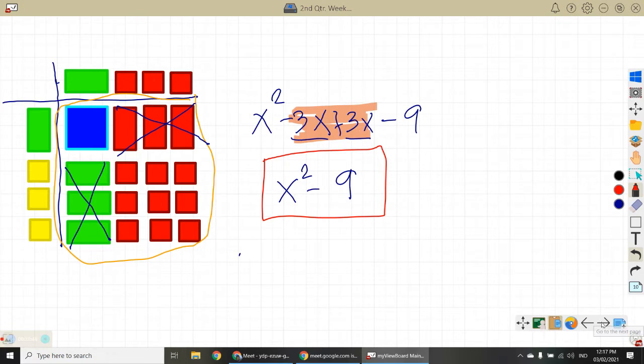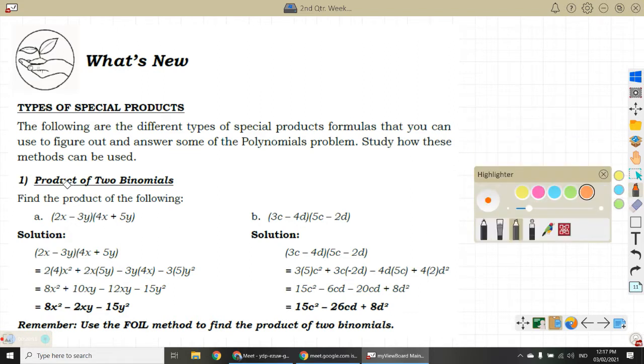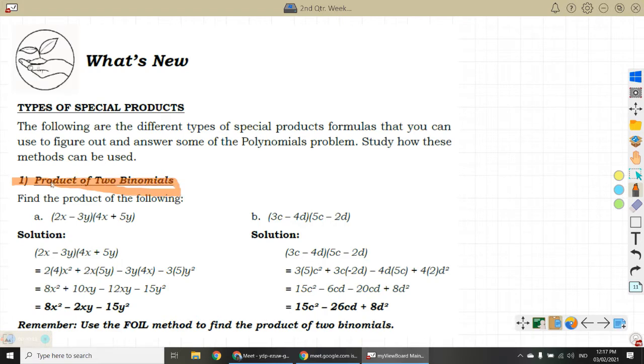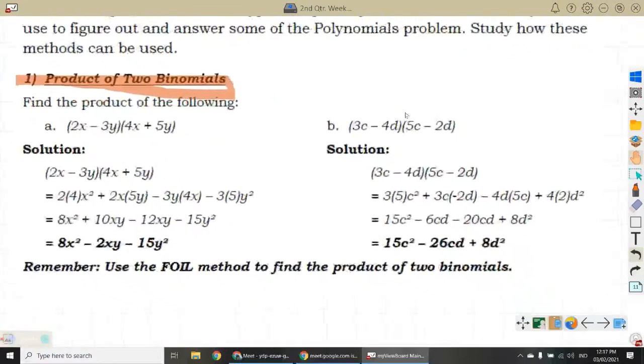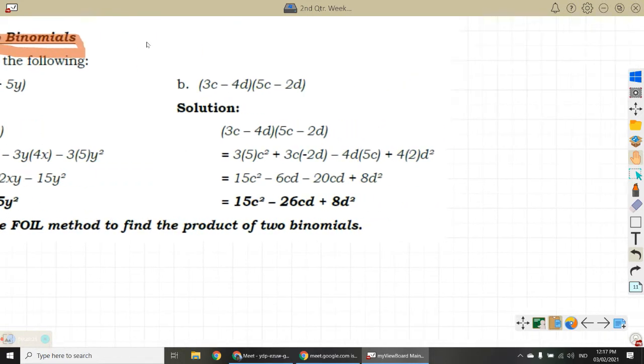We will proceed with special products. This time around, we have special products. We have 5 special products that will be introduced to you this grading. The first one is what we call the product of two binomials. Let me reiterate and inspect what the product of two binomials means.